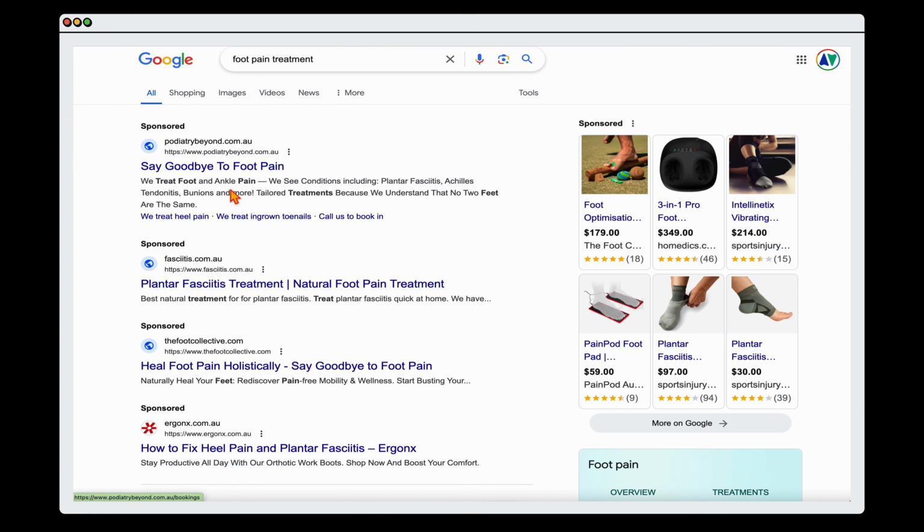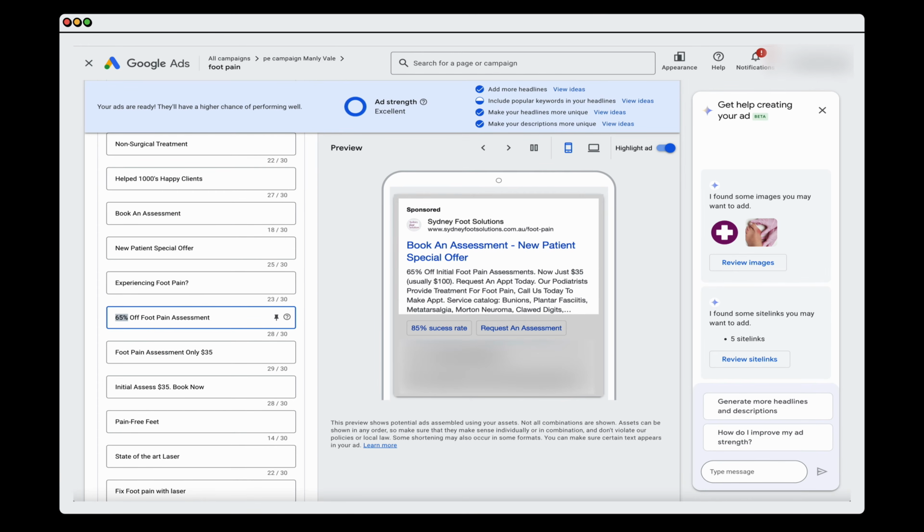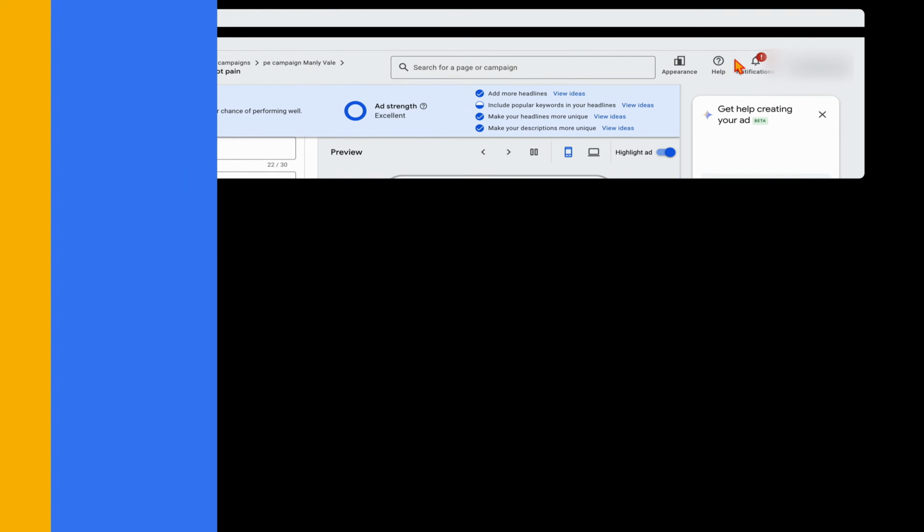So that would be the first thing that I would say, is that wherever possible, look to add in some percentage or some dollar values in there. So rather than just saying, come in for a treatment, put a price on it. Say it's 65% off, or you can get treatment for only $35. So the first step of that process is to take your keywords that you're targeting and complete a manual Google search to really have a look at what your competitors are doing with their ad copy.